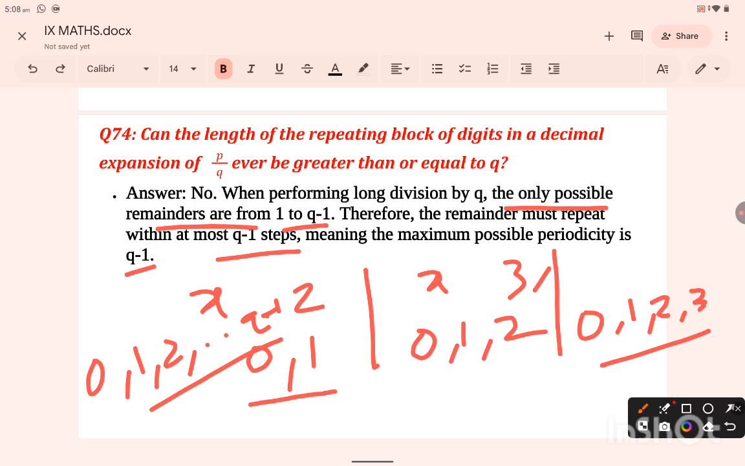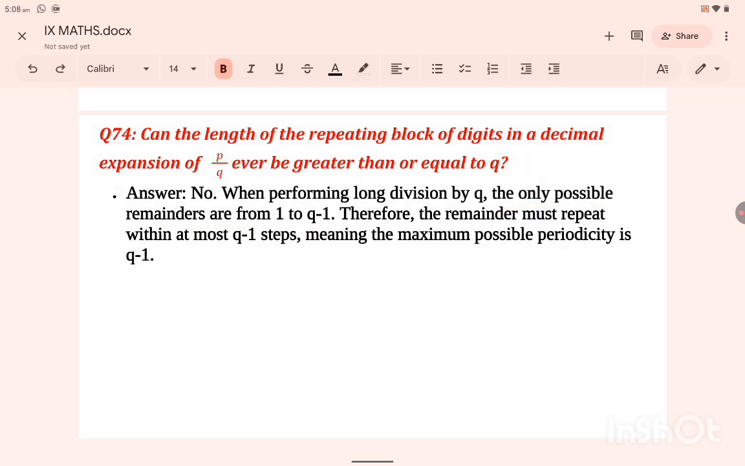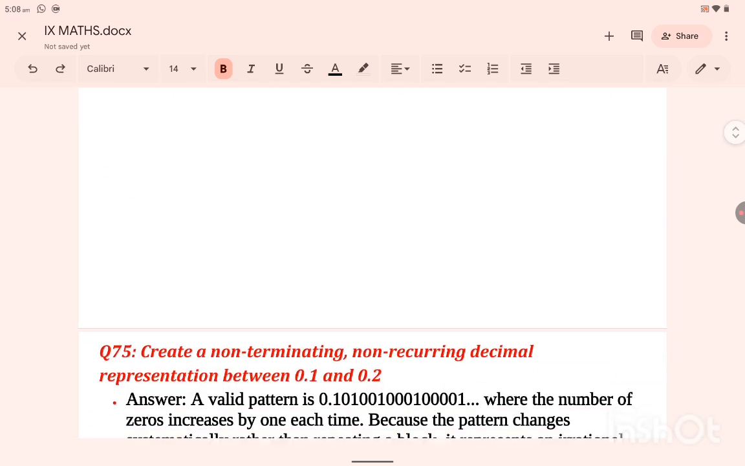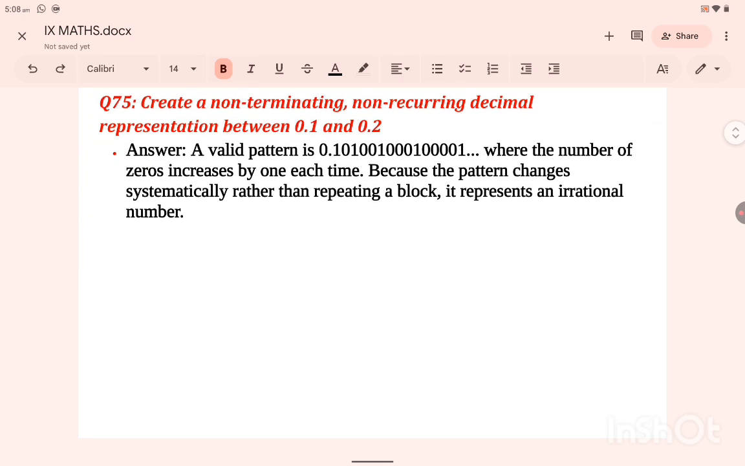Okay, now question number 75. Create a non-terminating, non-recurring decimal representation between 0.1 and 0.2. That means it is an irrational number. When the given decimal fraction is non-terminating and non-repeating, then that is known as irrational.